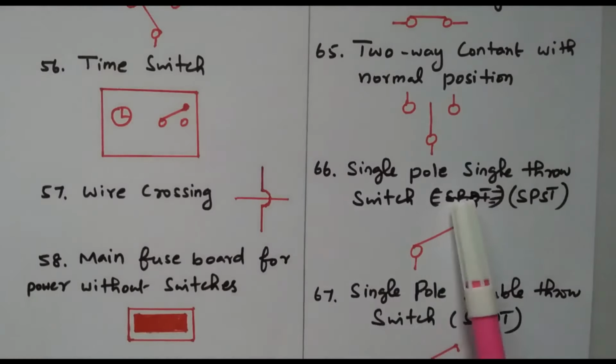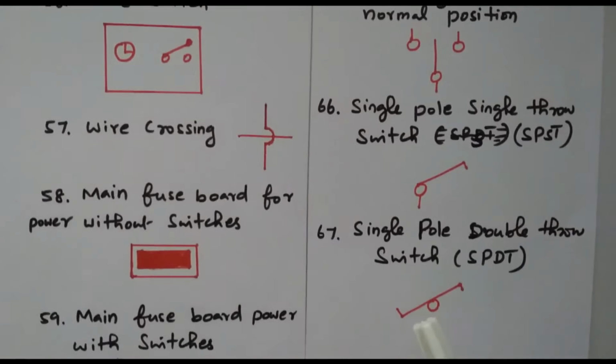Then single pole, single throw. Only one pole is available, only one throw. It means like this. Suppose single pole double throw. Only one switch thrown on either side is indicated by this. This side or that side.